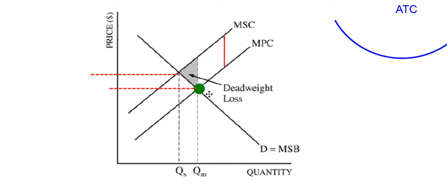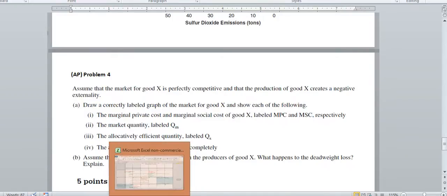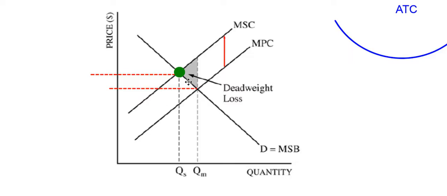So if we're able to produce at the allocatively efficient point, which I believe is how they say it in the question, the allocatively efficient quantity QS, then that compensates us for our deadweight loss because we're producing at a lower quantity and we're charging a higher price.